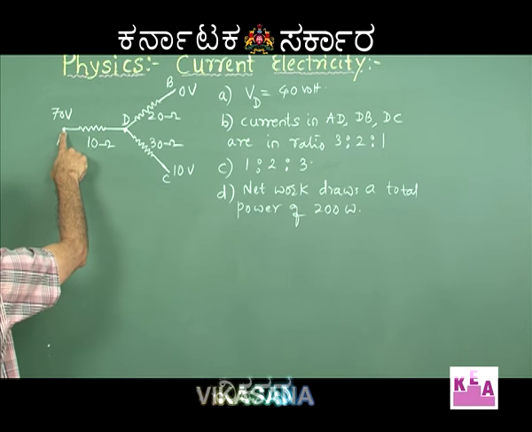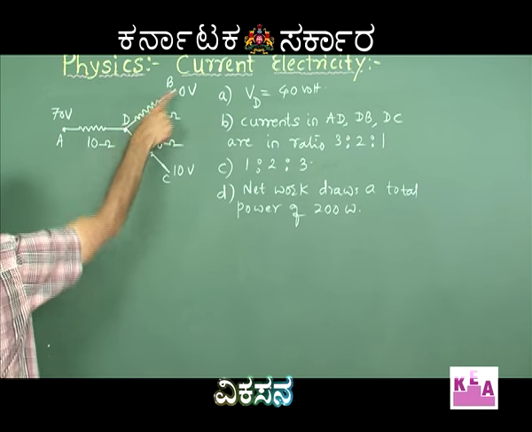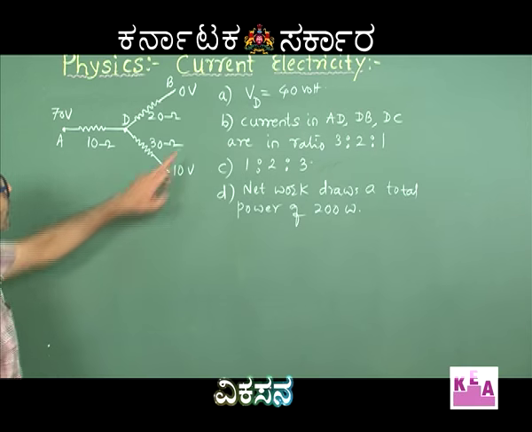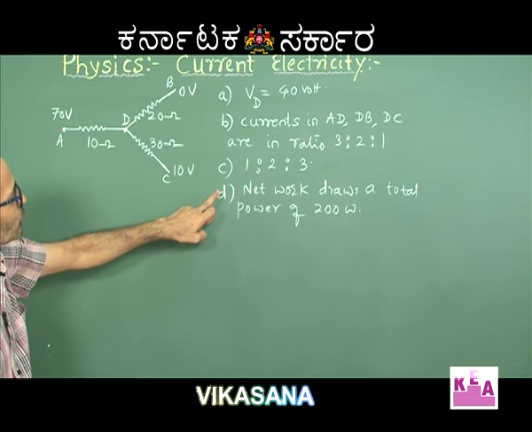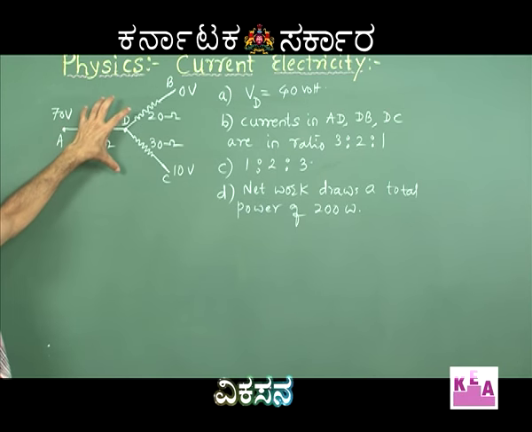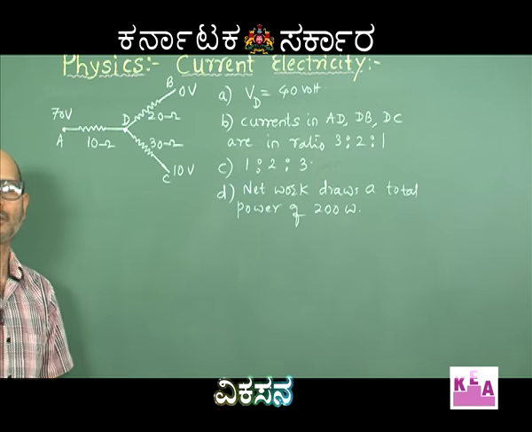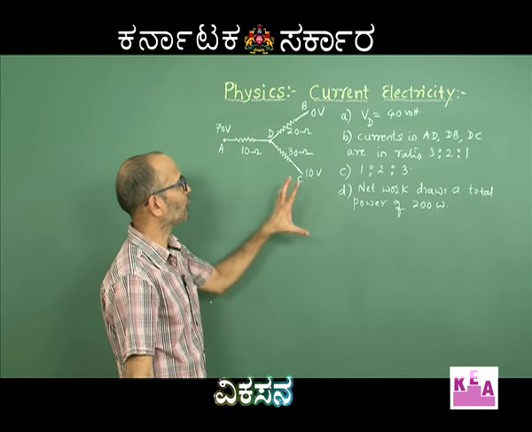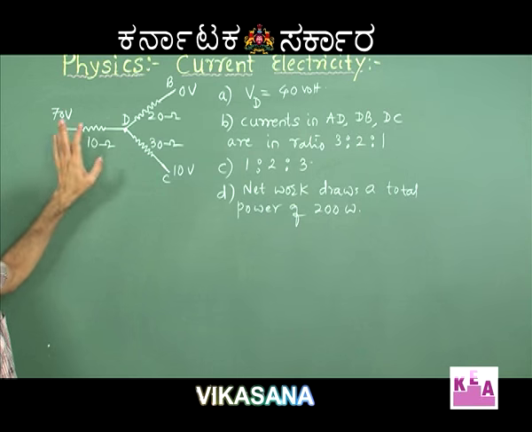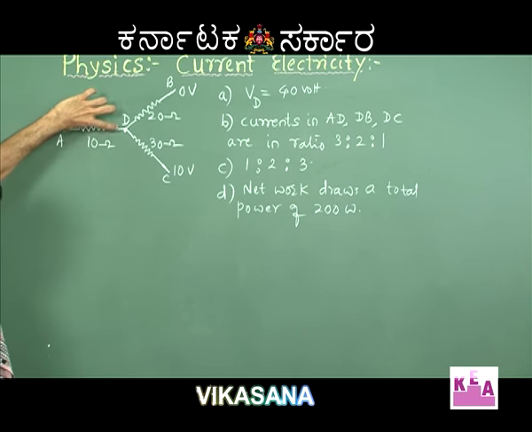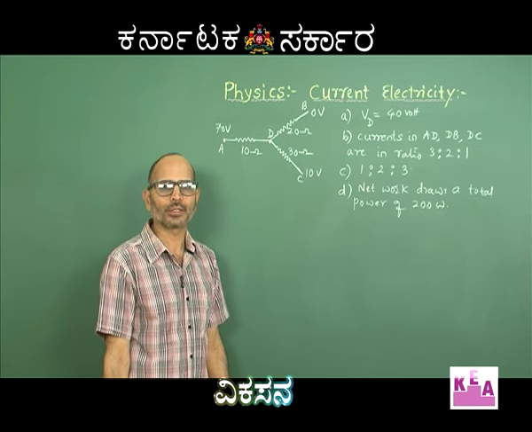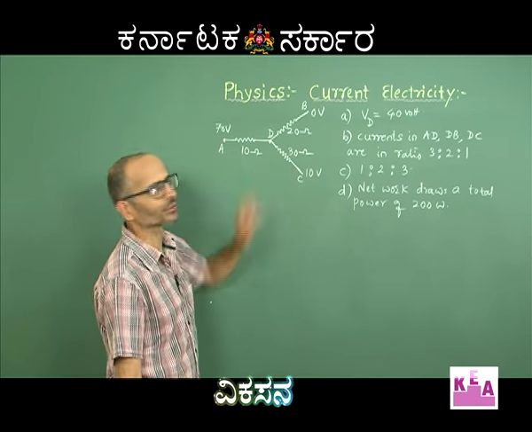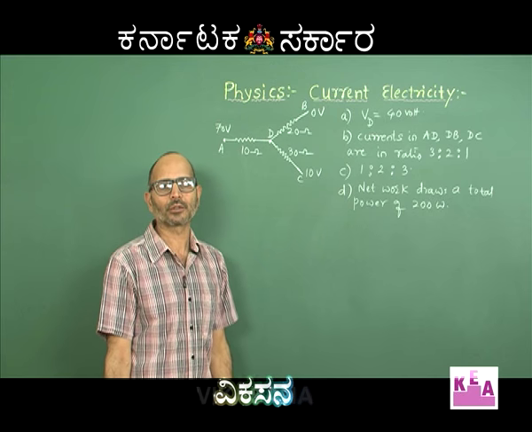And the currents in the segments AD, DB and DC are also to be found, because he has given you the ratio of the currents in AD, DB and DC. And then we are also supposed to find out the net power drawn by the circuit. And what is the formula you are going to use for finding the power? I square R. So, once you find out the current in this and this, you can simply square the respective currents and multiply by the resistances to get the total power drawn, right.